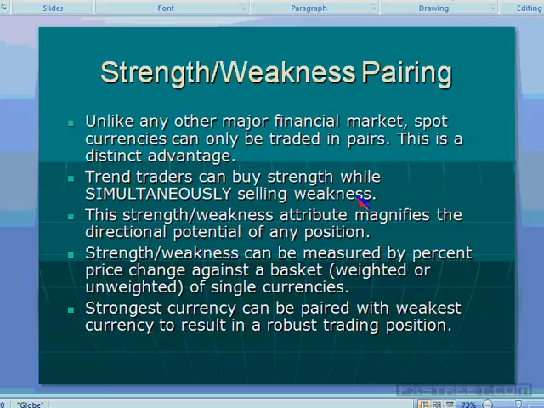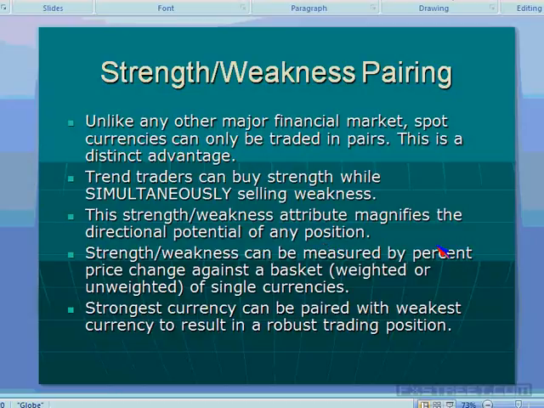And why is that distinct advantage? Because, and we always talk about this, you buy strength, and you also sell weakness. Only in the forex market can you buy strength while simultaneously selling weakness. And if you think about this, what it does is magnify the directional potential of your position.